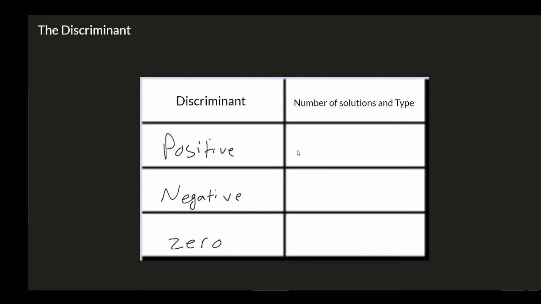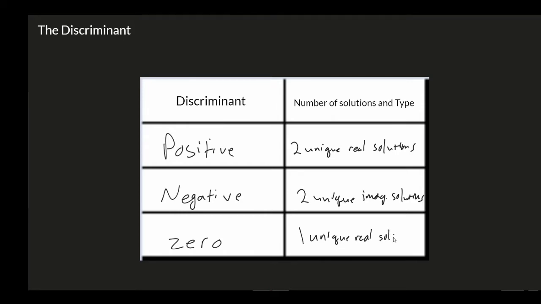If we get a positive result, we have two unique real solutions. If we get a negative result for our discriminant, we have two unique imaginary solutions. And lastly, if our discriminant is 0, we have one unique real solution. Let's go ahead and take a look at some examples to make this point crystal clear.